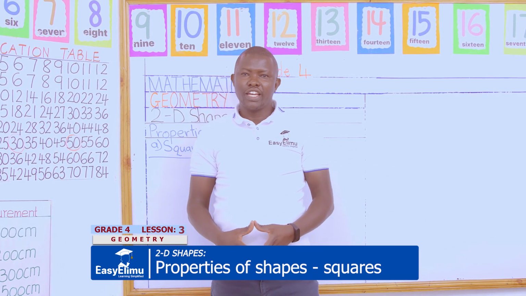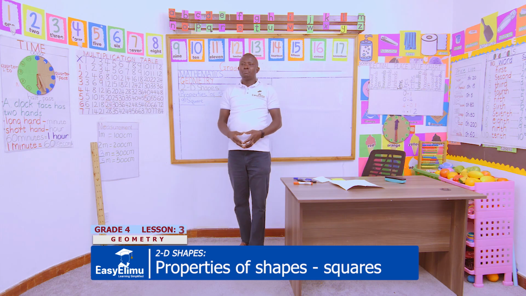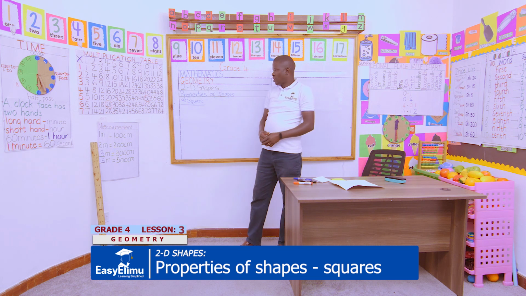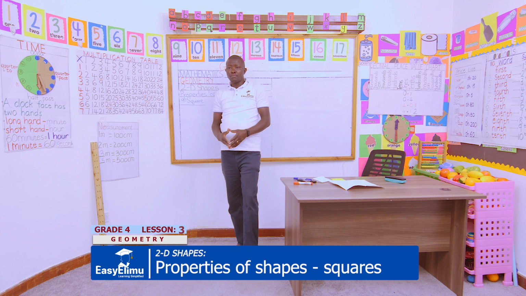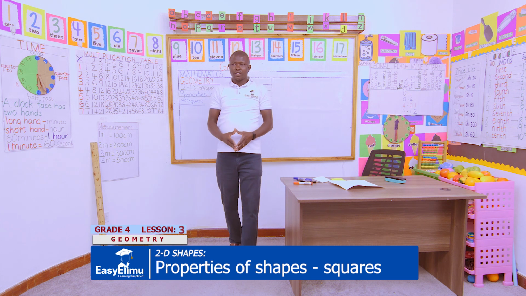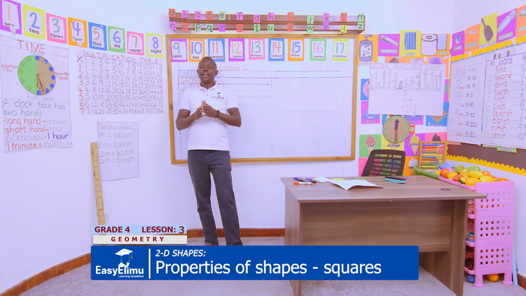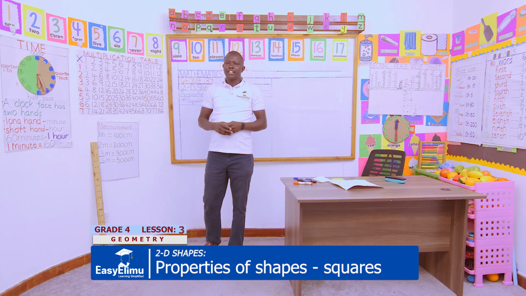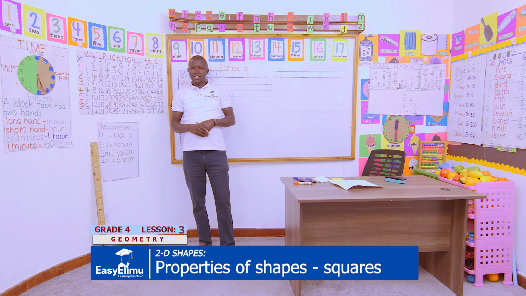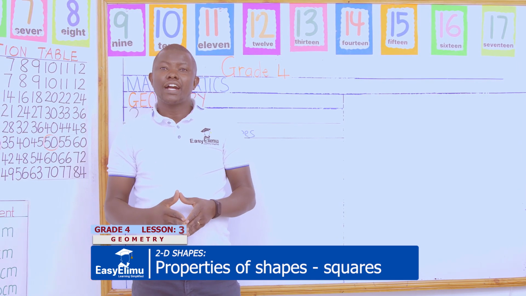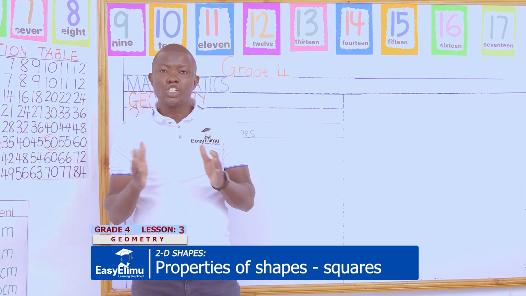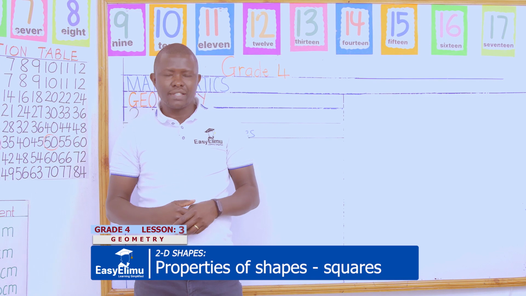In our lesson for today in Grade 4 Mathematics, we will be working with properties of shapes. Today we'll be dealing with the properties of a square. In our previous lesson, we identified the line of symmetry, and we said the line of symmetry can divide the shape into two equal parts.